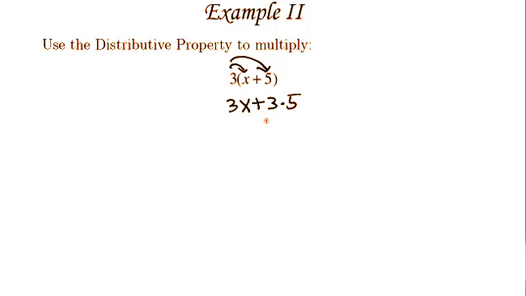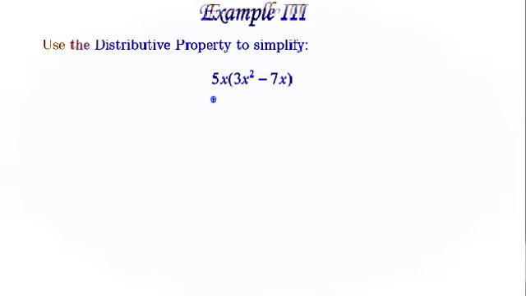This can be further simplified. I have 3x, and then I'm going to further simplify that by multiplying out 3 times 5 equals 15. So the term I have up here, 3 times x plus 5, using the distributive property, can be changed into 3x plus 15.